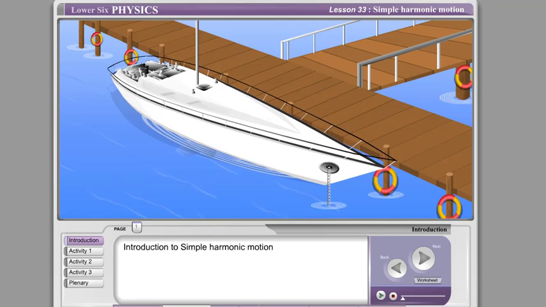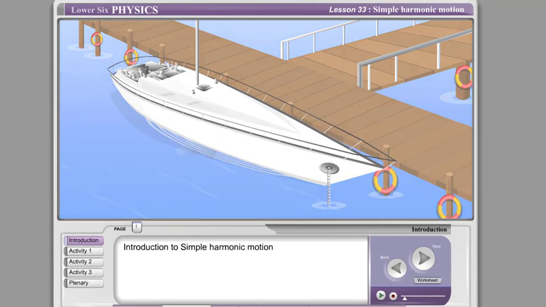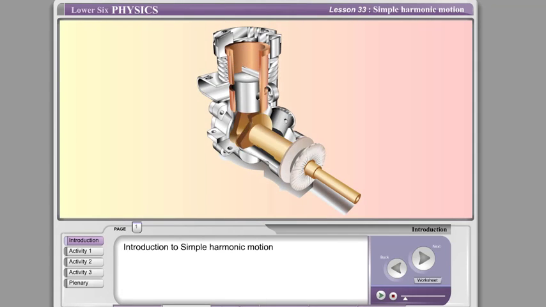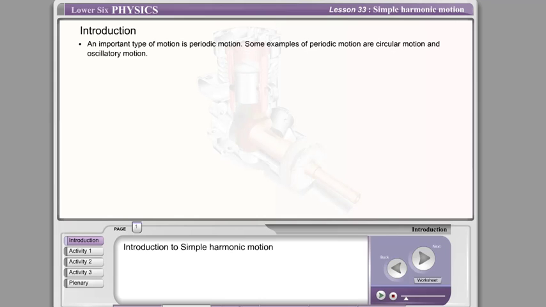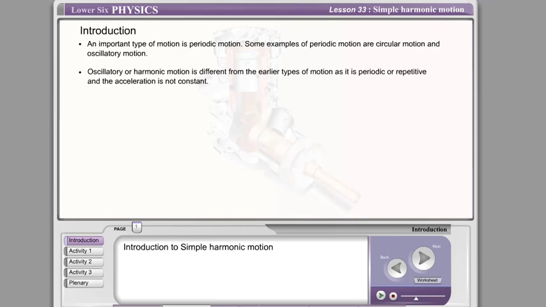Piston in a car. Introduction to simple harmonic motion. An important type of motion is periodic motion. Some examples of periodic motion are circular motion and oscillatory motion. Oscillatory or harmonic motion is different from the earlier types of motion as it is periodic or repetitive and the acceleration is not constant.